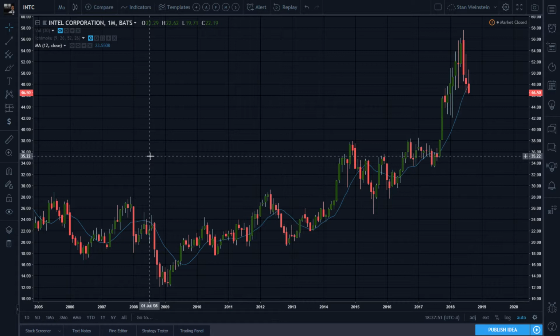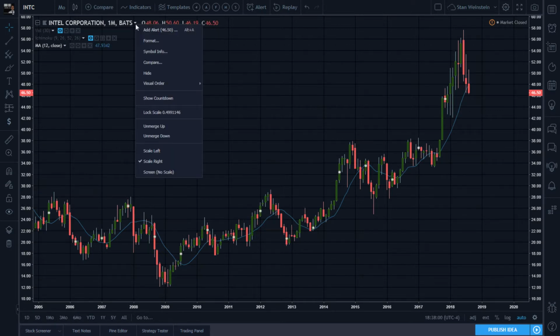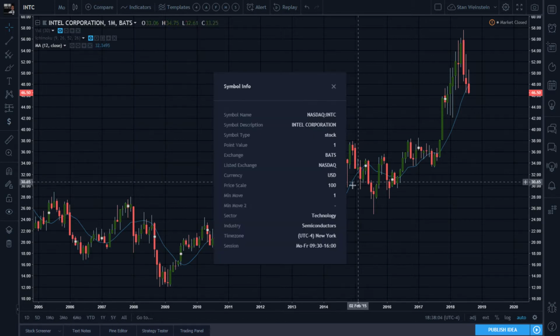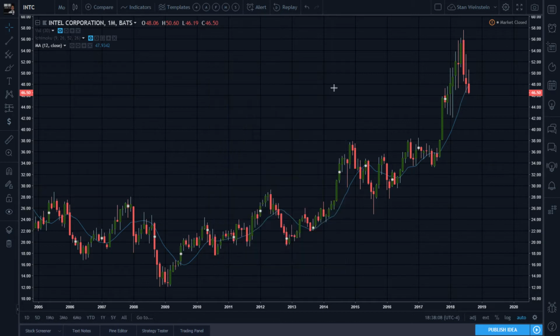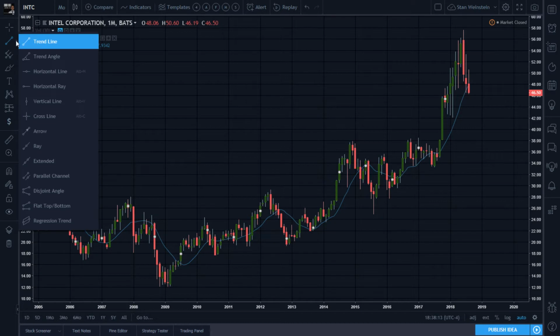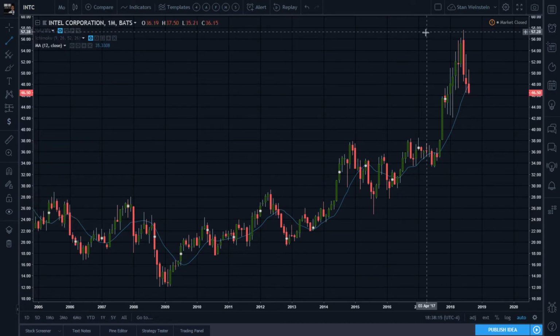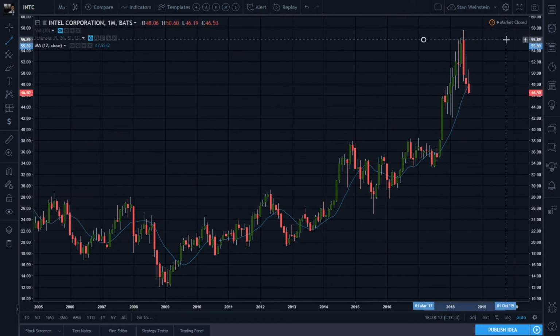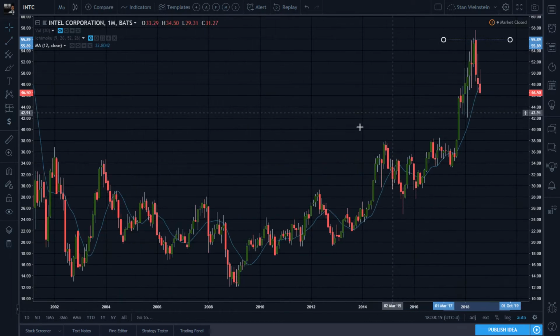Right, we're gonna do some Stan Weinstein stage analysis for Intel Corporation, and that is ticker INTC on the Nasdaq. Sector technology, industry semiconductors. And I always start my top to bottom approach, establish a trend on the monthly candle chart. Look at that, man.